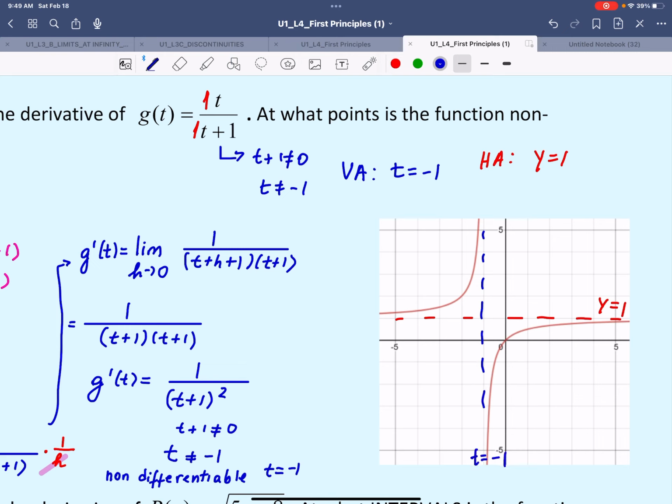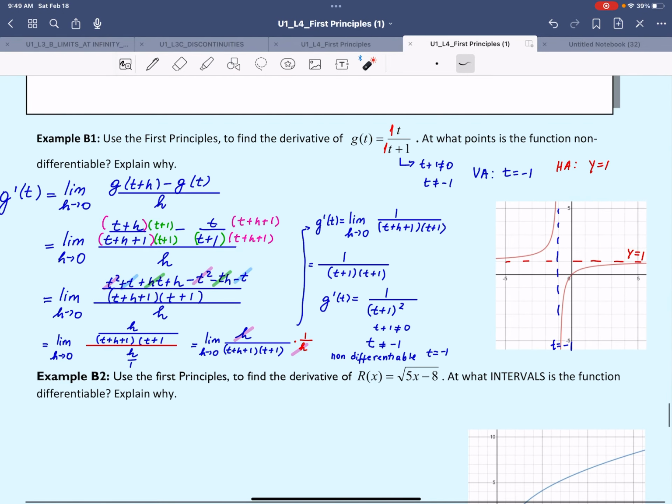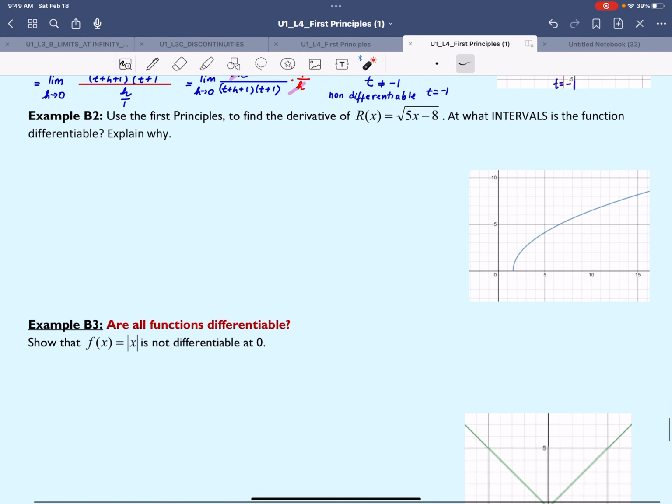So we are going to say that in this particular function at t equals negative 1, I am unable to draw the tangent line because the function is undefined, so there is no point where a straight line can touch the graph tangibly. Therefore, we're going to say that the function is non-differentiable at that point, and that's how you explain it graphically.